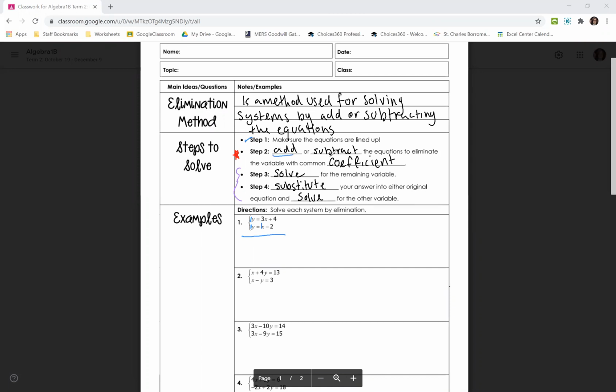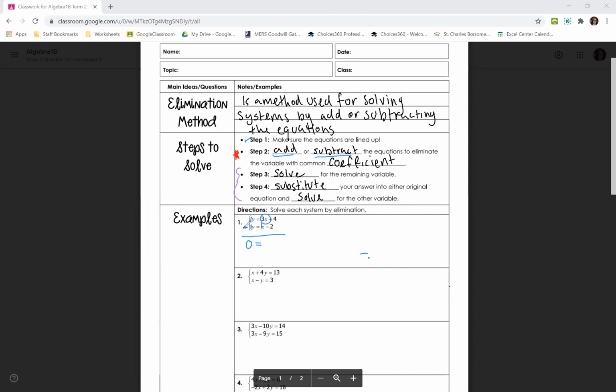So we need to either add or subtract these equations together. Well, let's think if we add. If we add, we'll have 1y plus 1y. That's 2y. Those y's didn't go away. What if we subtract? 1y minus 1y? Yeah, that equals 0 y's. So in short, just 0. Your y's went away. That's awesome. So now let's go ahead and keep subtracting.